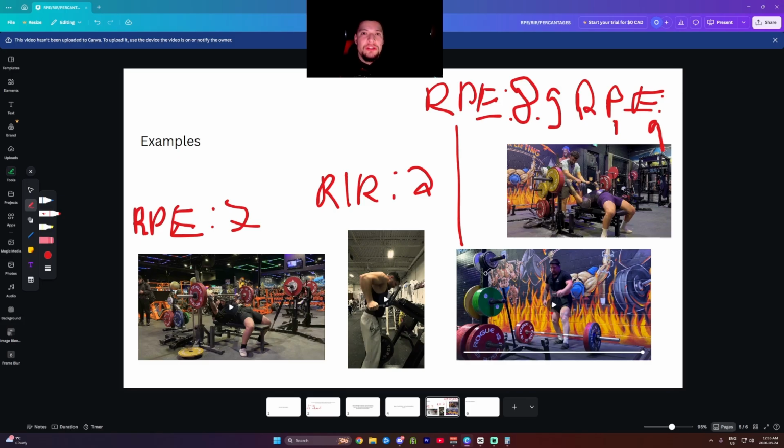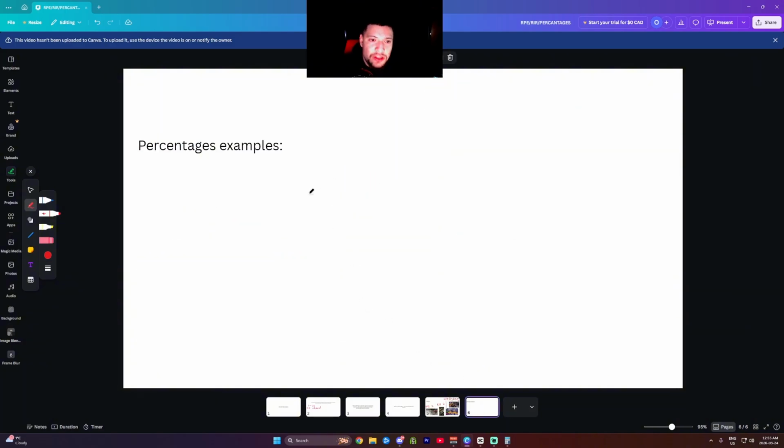So then when you do this, you can record yourself and you can watch over and see how it looked. And when you're doing it on the day of, you can see also how you feel and how it's moving. So there you go. Now let's quickly go through the percentages examples.